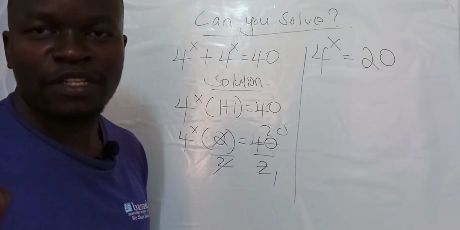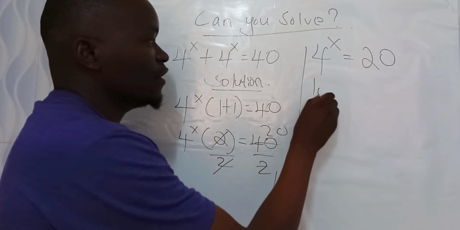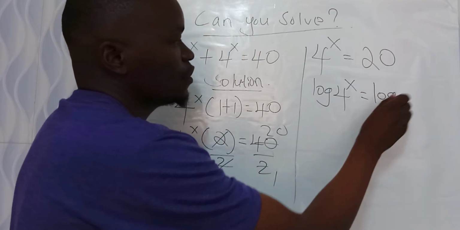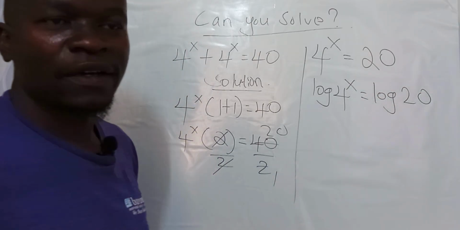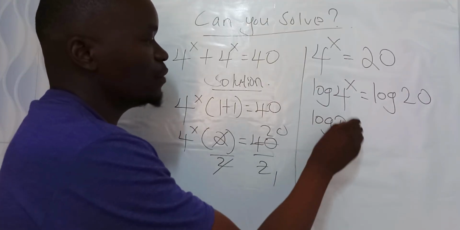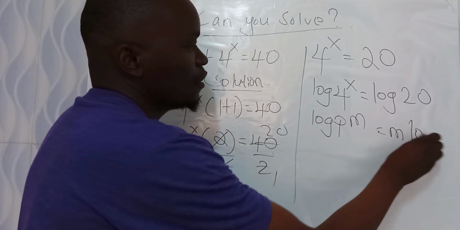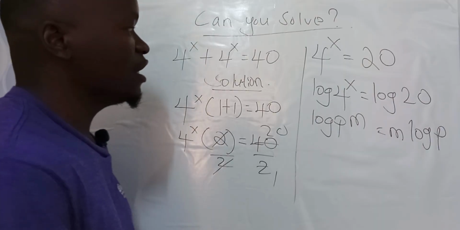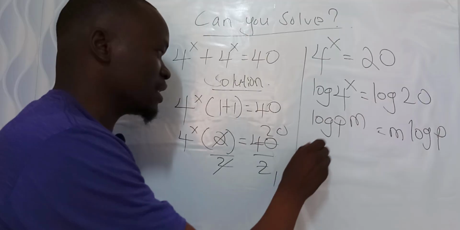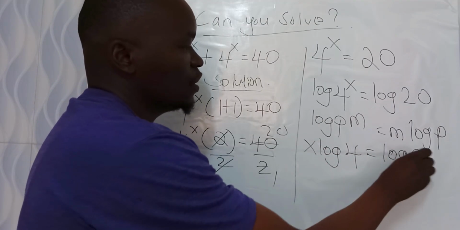So for us to work out this maths problem very fast, we need to introduce the log on both sides. So here we shall have the log of 4 to the power of x is equal to the log of 20. So from there, assuming that we have, for example, the log of p to the power of m, this can be written as m, the log of p. That means instead of having the log of 4 to the power of x, we shall now have it as x, the log of 4 is equal to the log of 20.